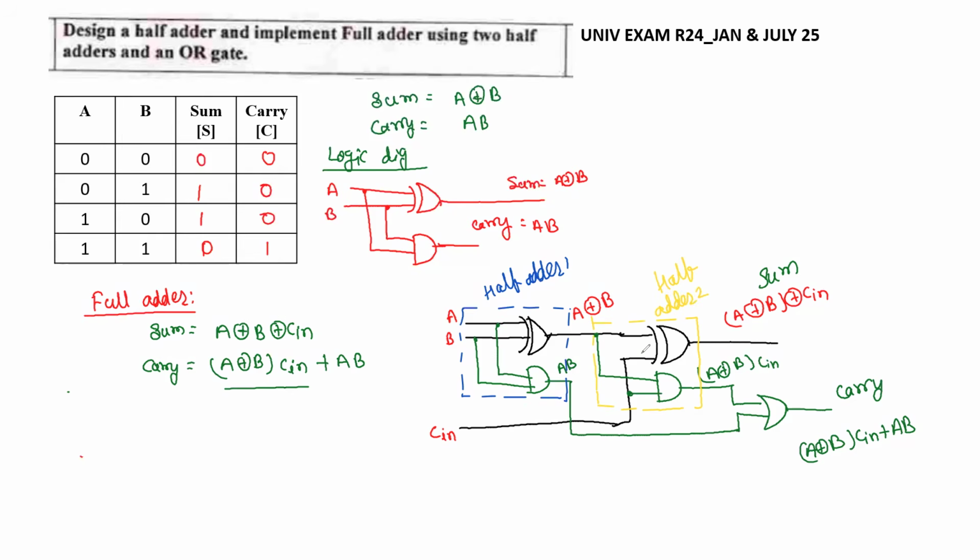So like this, we are able to implement by using two half adders and an OR gate. So next we have, this may be a lengthy video, but it is very important from the examination point of view. These questions are going to come directly. Okay. So next we will discuss in detail about decoders.